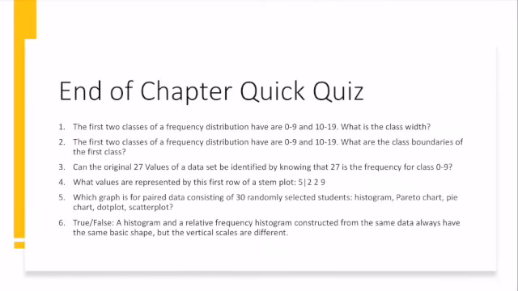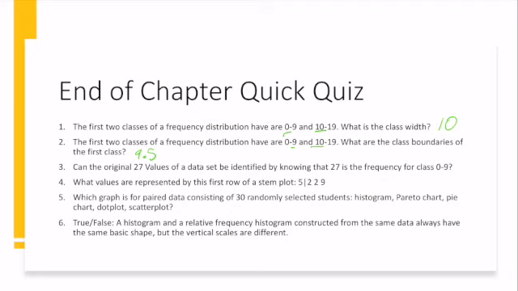So, if the first two classes of frequency distribution are 0 to 9 and 10 to 19, what's the class width? We take 10 minus 0, we get 10. The first two classes of a frequency distribution are 0 to 9 and 10 to 19. What are the class boundaries of the first class? The boundary between 9 and 10 is going to be 9.5.